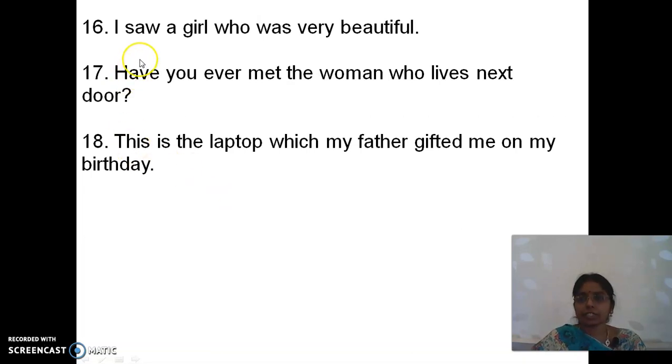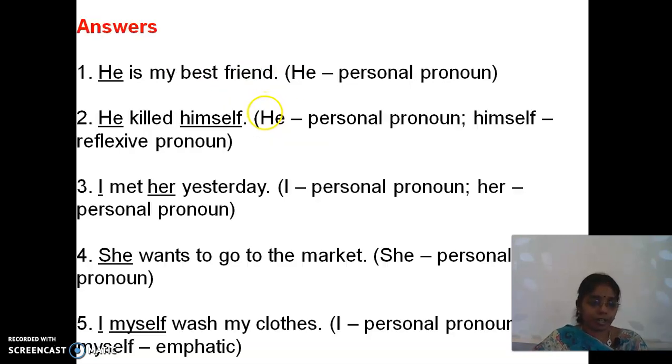So next is, I saw a girl who was very beautiful. Have you ever met a woman who lives next door? This is the laptop which my father gifted me on my birthday. So 18 questions I gave you. For underlining the pronoun, you take 1 mark. And if you are identifying its kind, then you take another 1 mark. If more than one pronoun is there, then you take 2 marks for that.